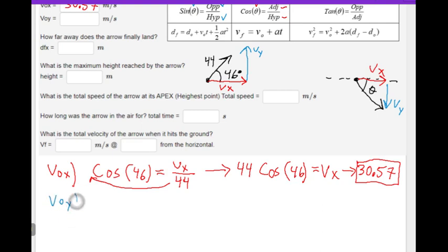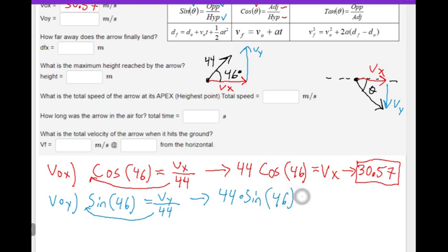So Voy, I have sine of my angle, which is 46 degrees, is equal to Vy over the hypotenuse, which is 44. Multiply that 44 over, just like I did before, because I've got to get Vy by itself. I end up with 44 times sine of 46, and that is equal to Vy. Plug that into my calculator, and I find out that Vy should be equal to 31.65. Okay, so now I've got VO, I've got Vx, I'm all good to go.